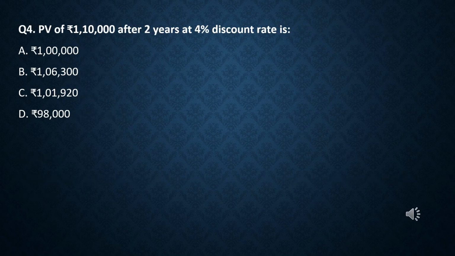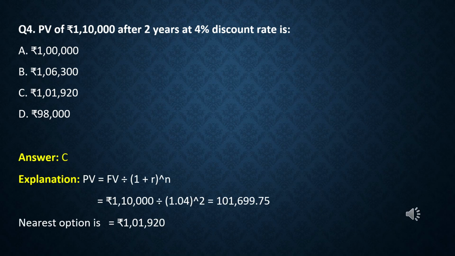Next question. Present value of 1,10,000 after 2 years at 4% discount rate is option A, 1 lakh, option B, 1,06,300, option C, 1,01,920 and option D, 98,000. Correct answer is option C.